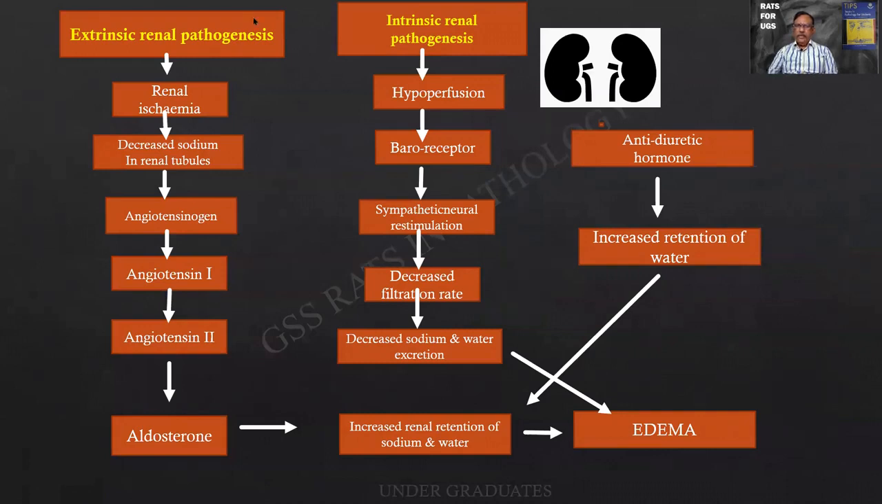Coming to the renal edema as such, this is indicating the kidney. There can be extrinsic renal pathogenesis, renal ischemia, reduced sodium, angiotensinogen increased, angiotensin 1, 2, aldosterone, and the retention of sodium and water. Or intrinsic mechanism, hypoperfusion, baroreceptor, sympathetic and neural stimulation, decreased filtration, and decreased sodium and water excretion. This can lead to edema directly. Antidiuretic hormone again can lead to increased retention of water, leading to an edema.